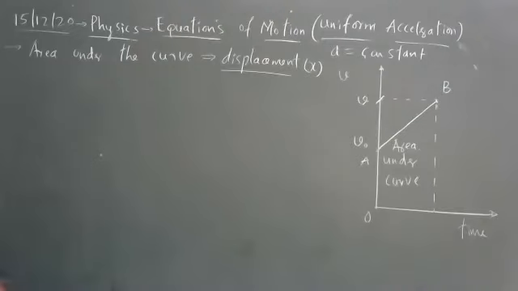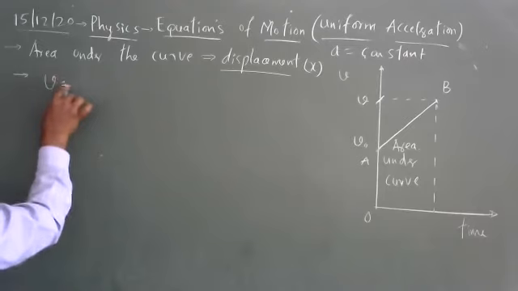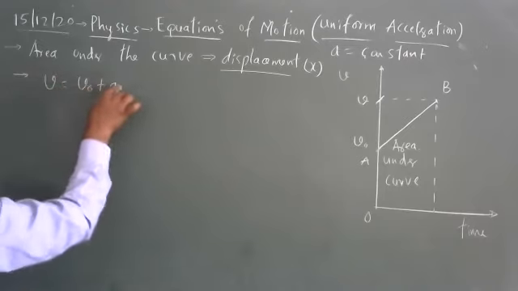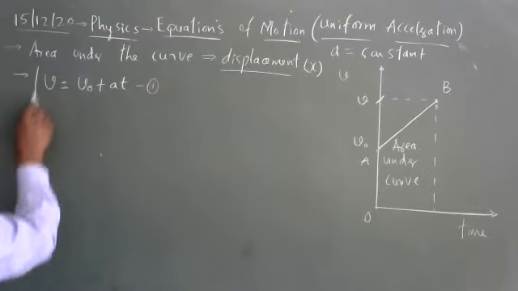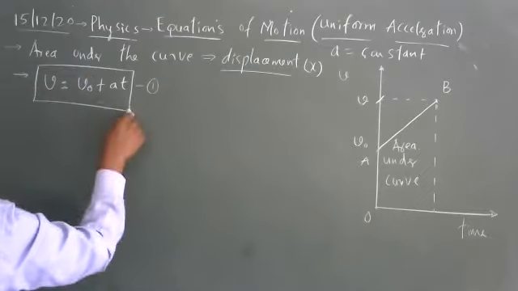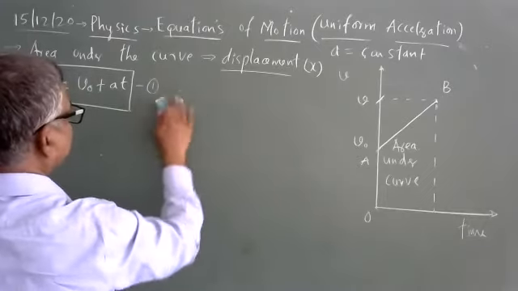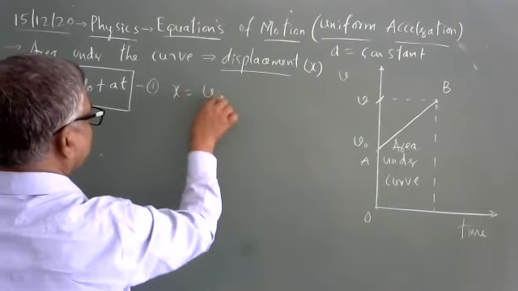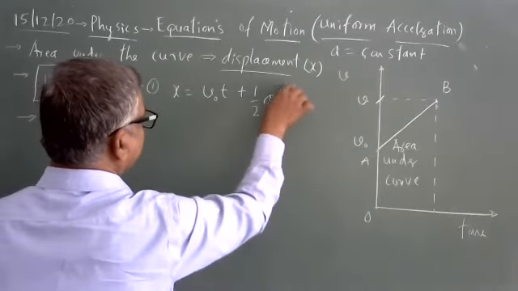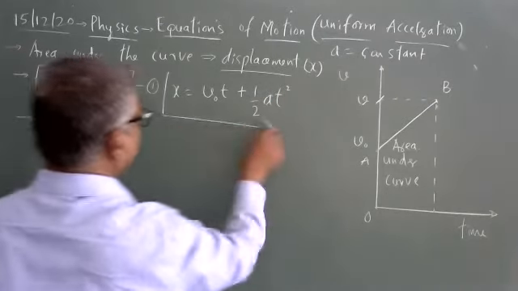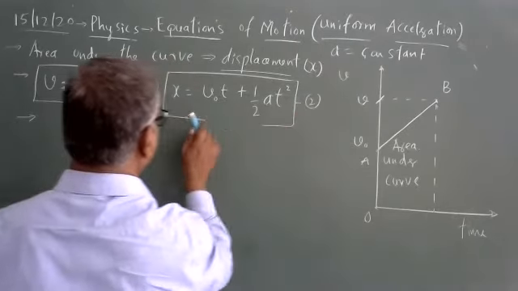I hope you remember in the last class we had a relation: final velocity equal to initial velocity plus at. This is the first relation I had. Then I said this is an interesting relation. At the same time, we derived x equal to v0t plus half at square. This relation is an equation of motion. This is called the second relation.